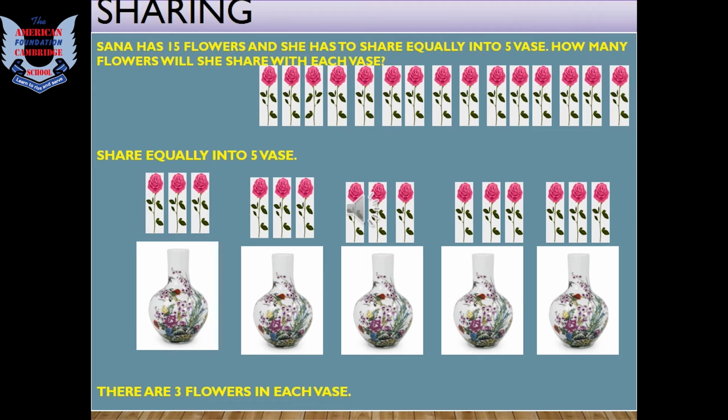Now here is another example. Children, in this example, Sana has to share 15 flowers equally into 5 vases. What will we do children? We will read the table of 5 until 15 comes. So let's read it. 5 times 1 is 5. 5 times 2 is 10. 5 times 3 is 15. We got 15, so we have to stop here. It means 3 flowers are equally divided into each of the 5 vases. Understood? Now let's move on to the next slide.